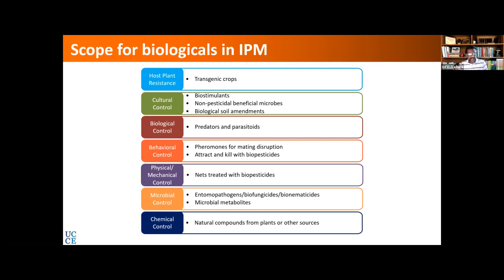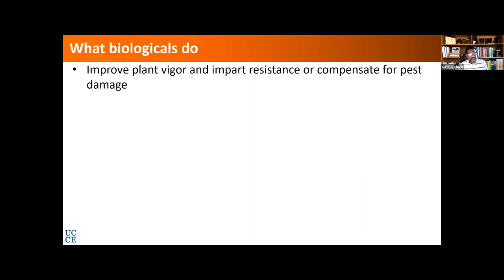We do use them, whether we realize it or not. We do use them everywhere, and they can be used everywhere too. And then what do biologicals do? Summarizing, they improve the plant vigor, and they impart resistance, or sometimes they compensate for the pest damage by increasing the vigor, through improved nutrient absorption or production of foliage and so on. Then they reduce the crop loss as a result, or if it is a biopesticide, by killing the insects, or a biofungicide reducing the disease, they reduce the crop loss by controlling them.